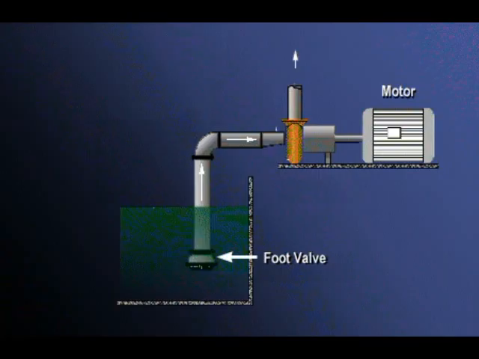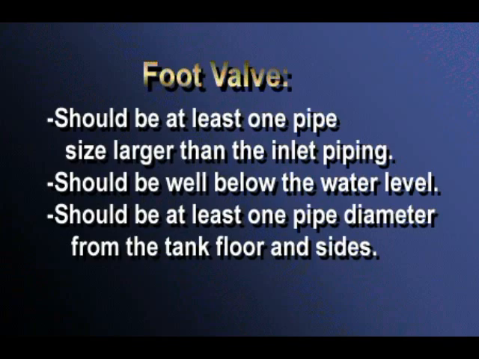Note the foot valve at the bottom of the suction piping. It opens to allow wastewater to enter the suction pipe, but closes to prevent water from passing back out at the bottom. The foot valve should be at least one pipe size larger than the inlet piping, and it should be well below the water level to avoid any possibility of air being drawn in. Also, the foot valve should be at least one pipe diameter from the tank floor and the sides.